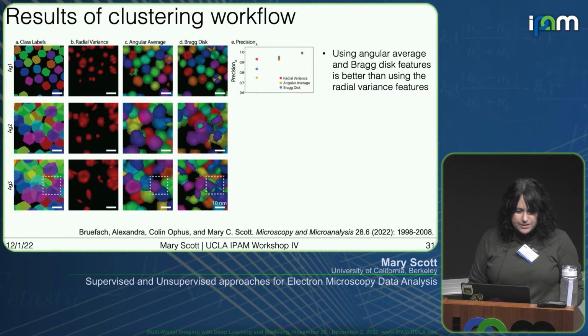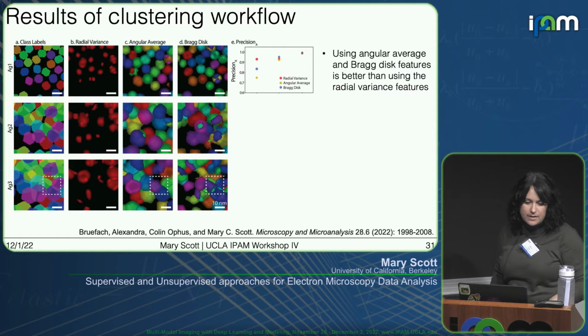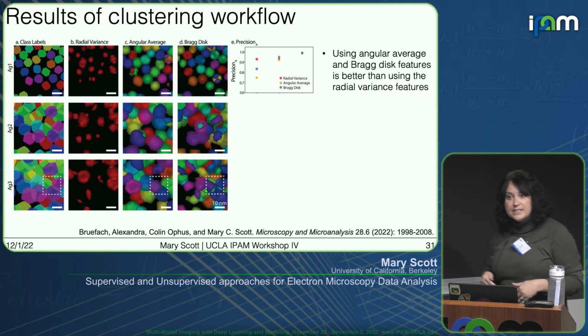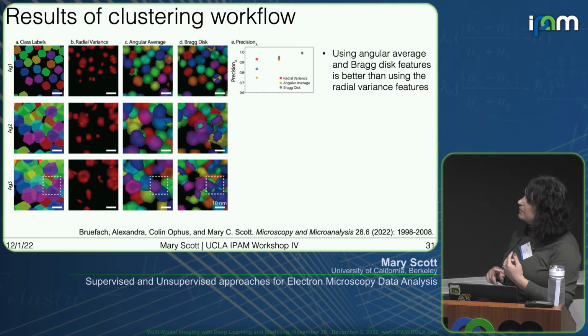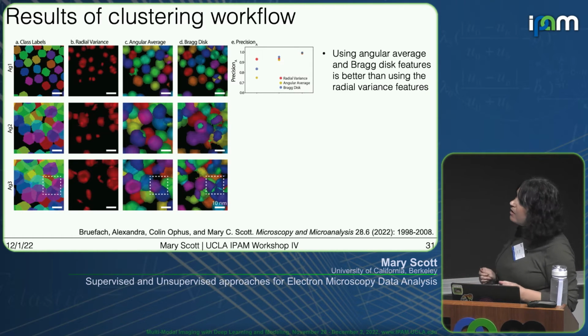So here are the results. You can see the original class labels from the simulated data set on the left. AG1, AG2, AG3, that's just the different sizes of the silver nanoparticles from smallest to largest. And then we have the radial variance, the angular average, the Bragg disk featurization approaches, the results shown in the columns.